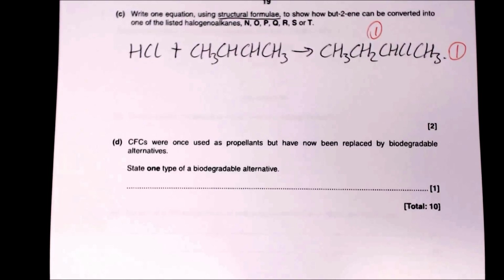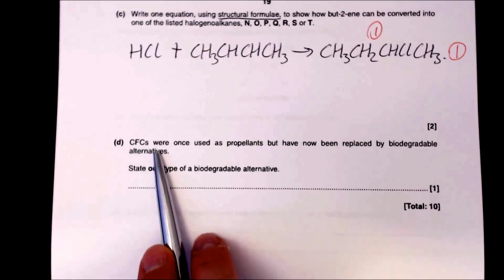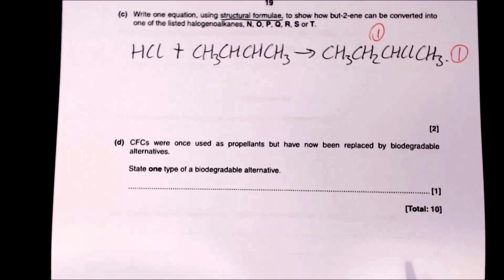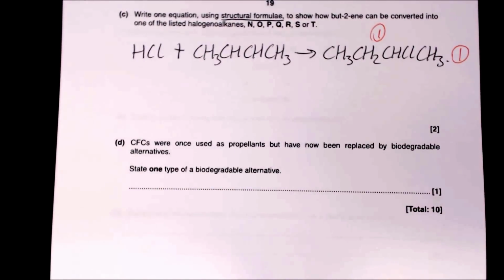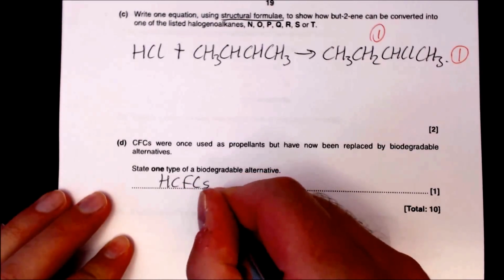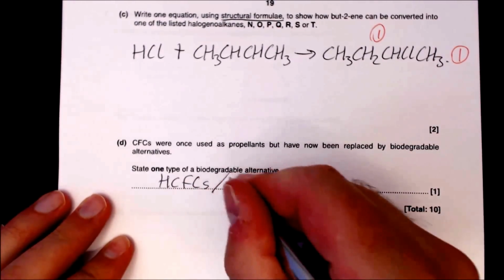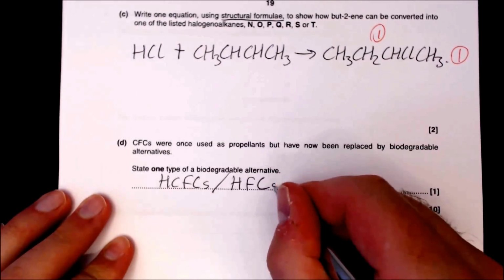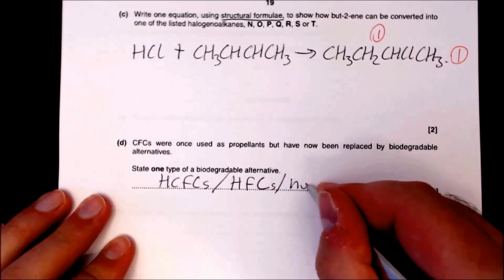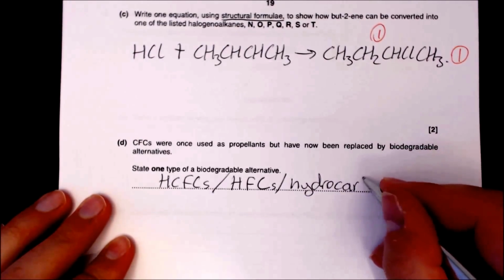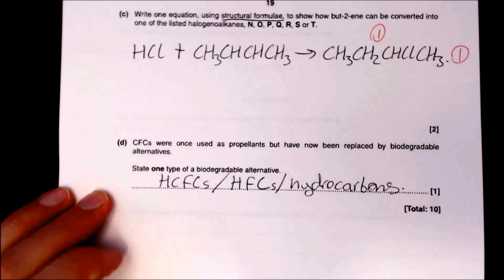Okay, and then on to the last one, which is D. Say CFCs were once used as propellants, but have now been replaced by biodegradable alternatives. State one type of a biodegradable alternative. So there's a few here. You could use something like HCFCs. So they're a little bit better, or you could use HFCs. Or you could just use hydrocarbons, which are even better because there is no halogens in them whatsoever.